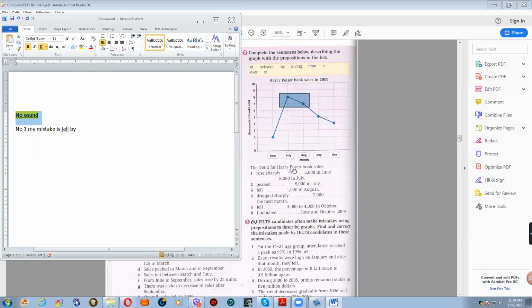Okay. Fell from 5,000 to 4,000. Number 6, fluctuated. Between, right? Yeah, I'll go with that. Okay, number 3 I got wrong. July, 8,000. August, 7,000. Yes? Fell by 1,000. 8,000 to 7,000 has gone down. Fell by 1,000, yes?